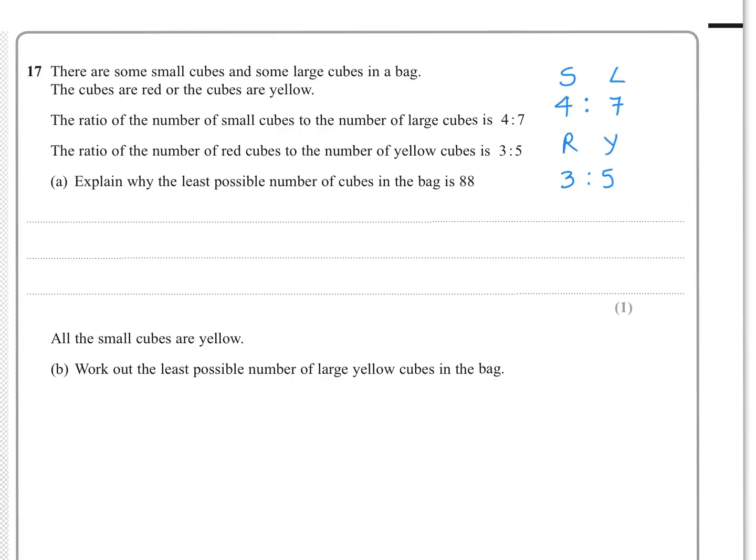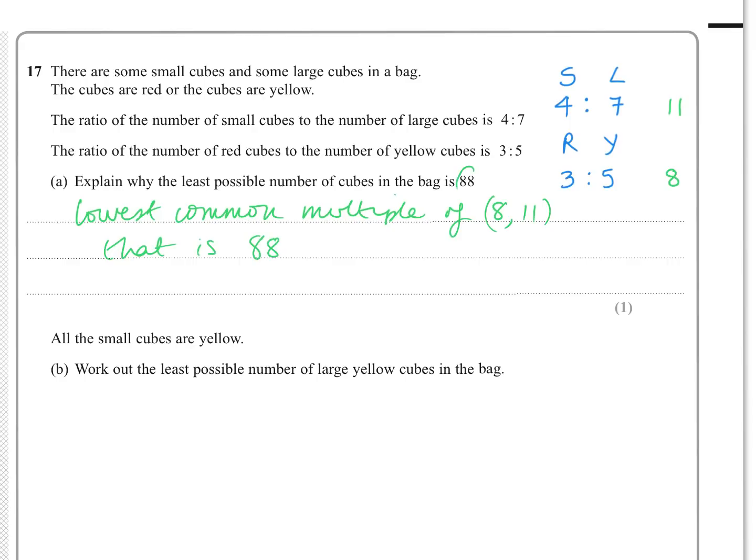Well, one way of looking at it is to say 4 and 7, that makes 11 parts. And if you look at 3 and 5, that's 8 parts. So if we look at the lowest common multiple of 8 and 11, then that's going to be 88, which is the least possible number of cubes in the bag.